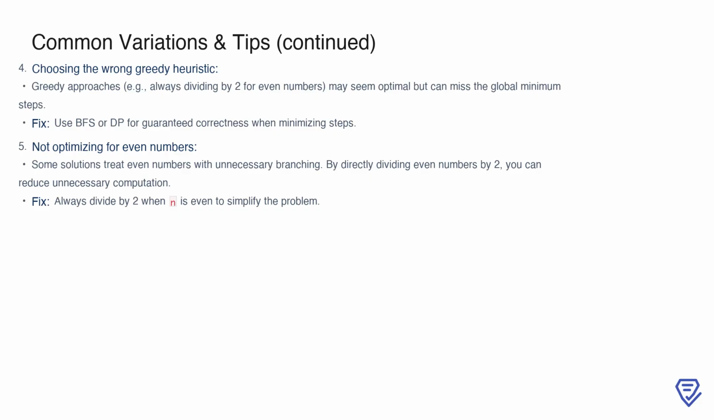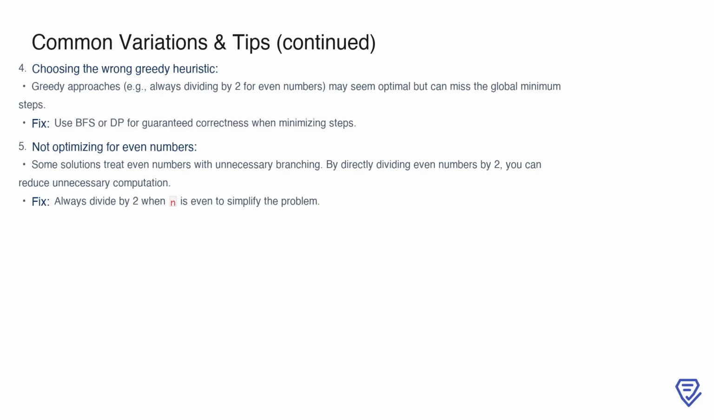To address this, it's better to use a breadth-first search or dynamic programming, both of which guarantee correctness by thoroughly exploring all possible transitions. Additionally, some solutions fail to optimize for even numbers, treating them with unnecessary branching when the simplest and most efficient action is to directly divide the even number by 2. This significantly reduces the problem size without wasting resources. To ensure efficiency, always prioritize dividing by 2 when the number is even, as this simplifies the problem without requiring additional computation.